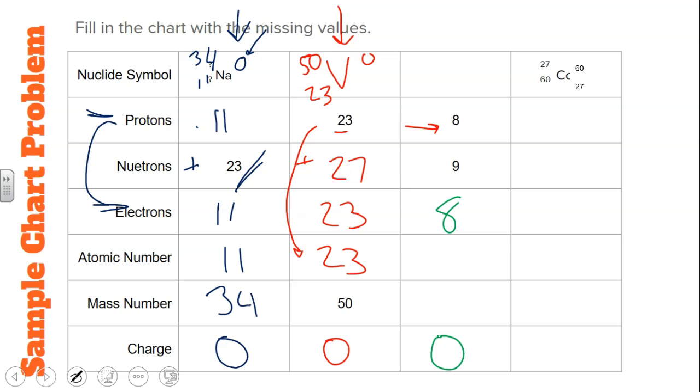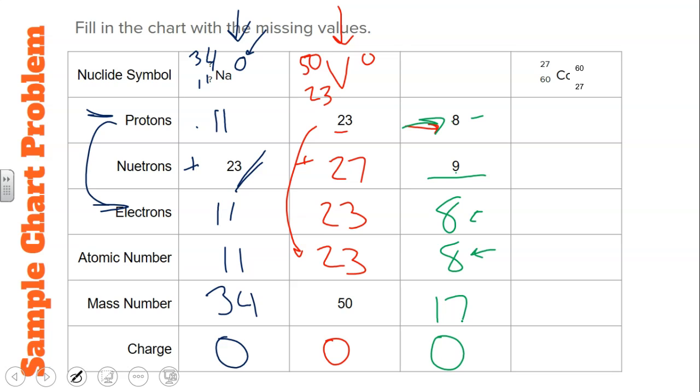And the atomic number is also the number of protons. Okay, so you see a pattern here: if it's neutral, the number of protons is the number of electrons and the atomic number. There's a lot of the same values here. And then the mass number is the number of protons plus the number of neutrons, and that's going to equal 17. So now we're going to write the nuclide symbol.